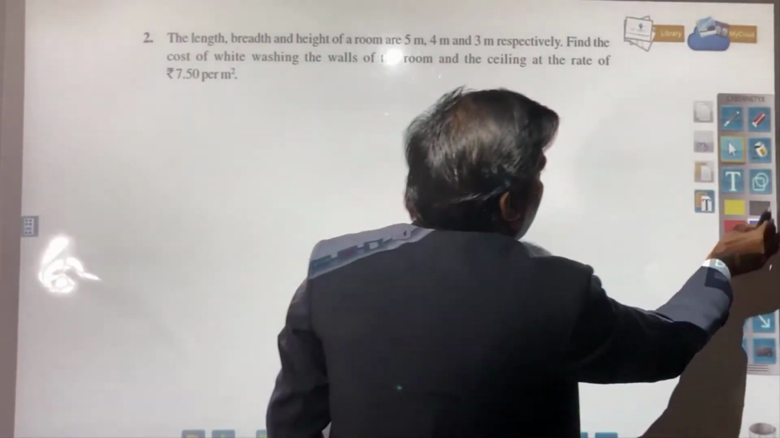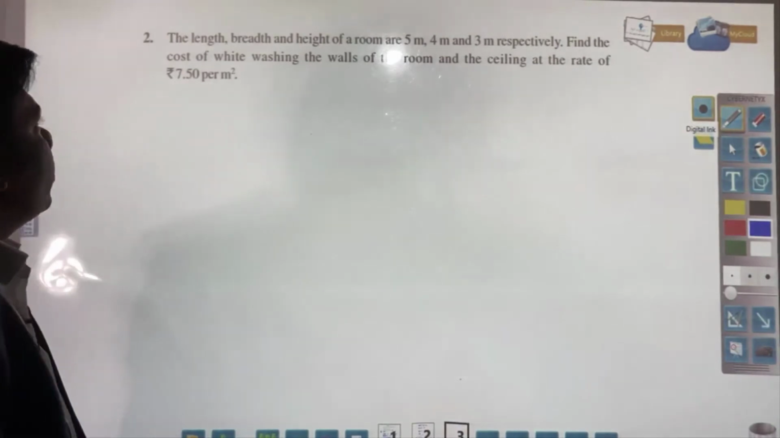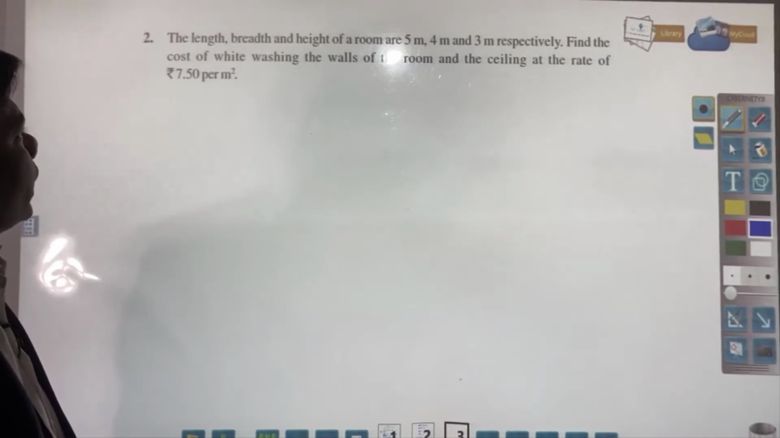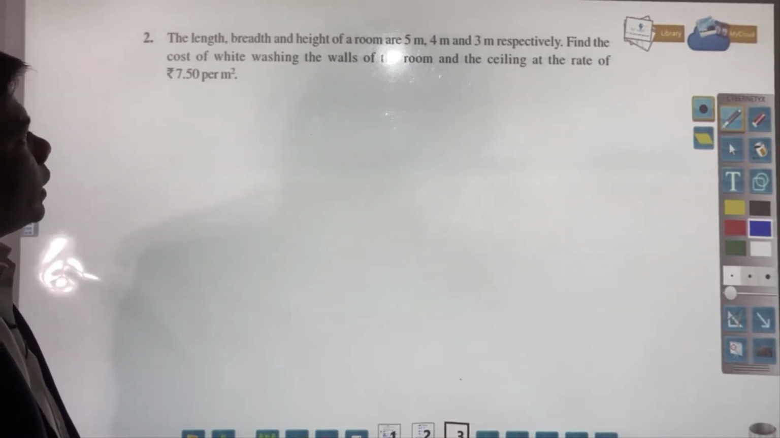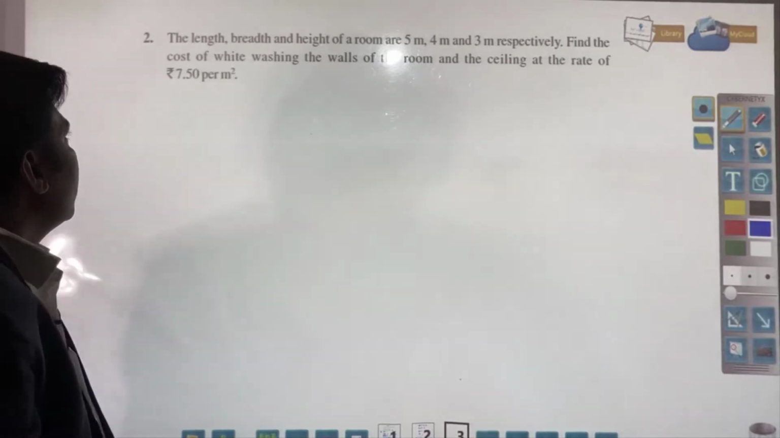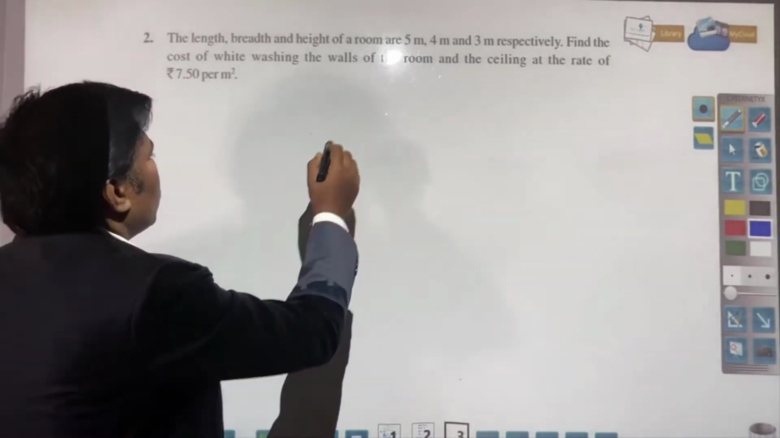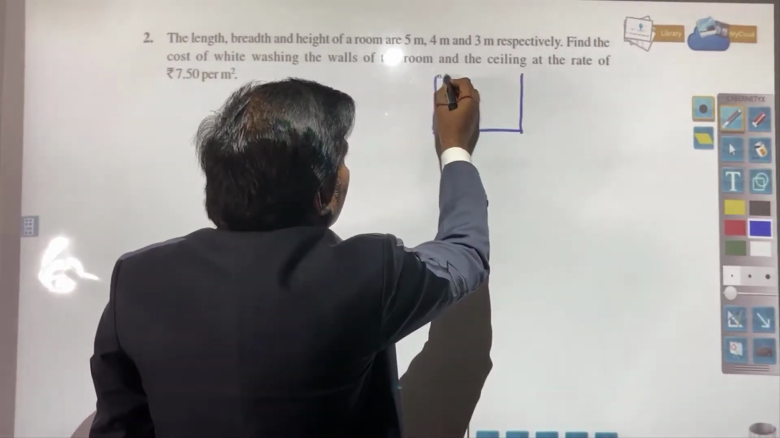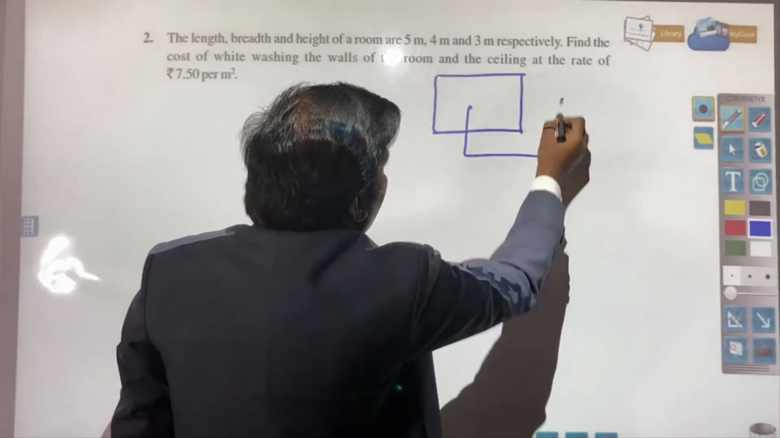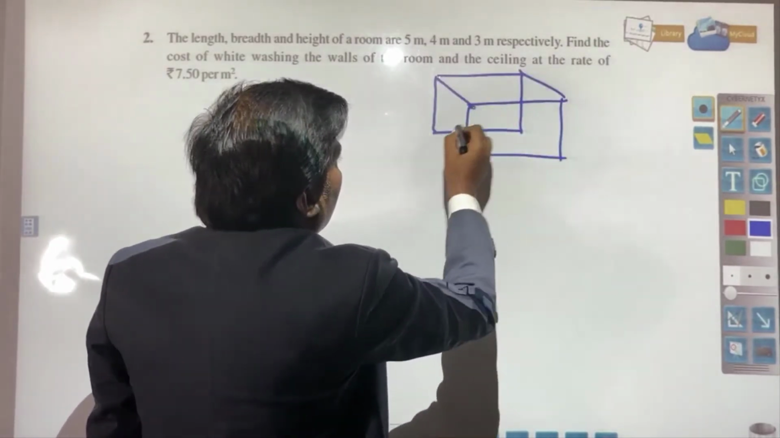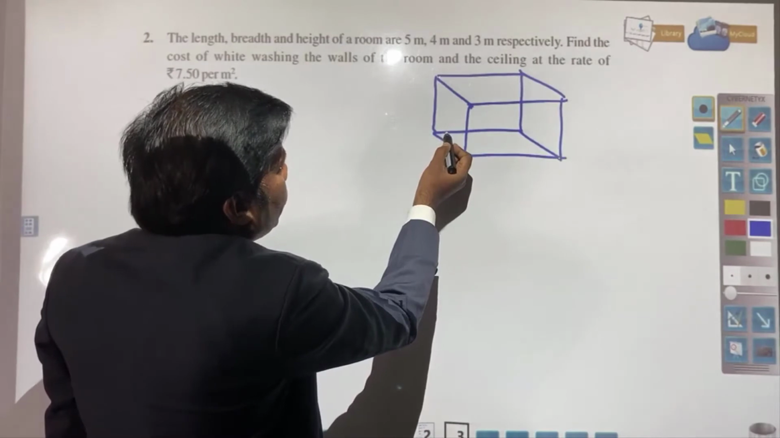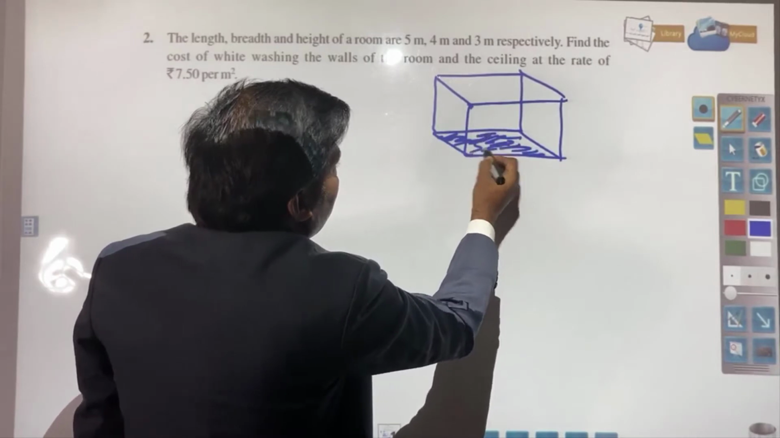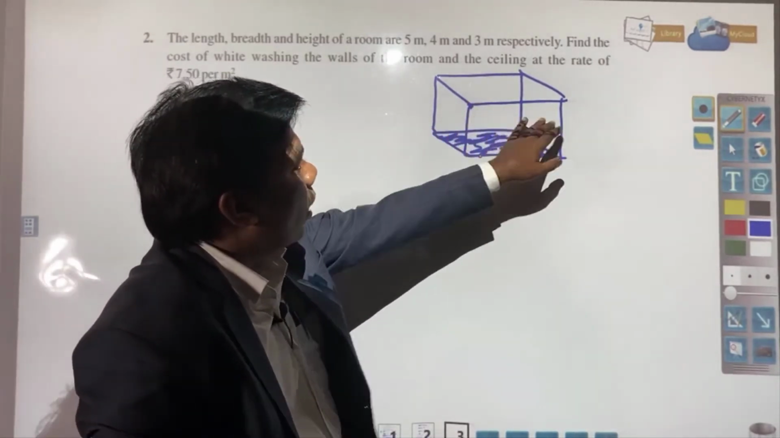Here you have the length, breadth and height of a room are 5 meter, 4 meter and 3 meter respectively. Find the cost of whitewashing the walls of the room and the ceiling at the rate of rupees 7.50. So the same type of figure will be required to be made. Suppose this is your room, and this is your floor. This is your ceiling and 4 walls you have.